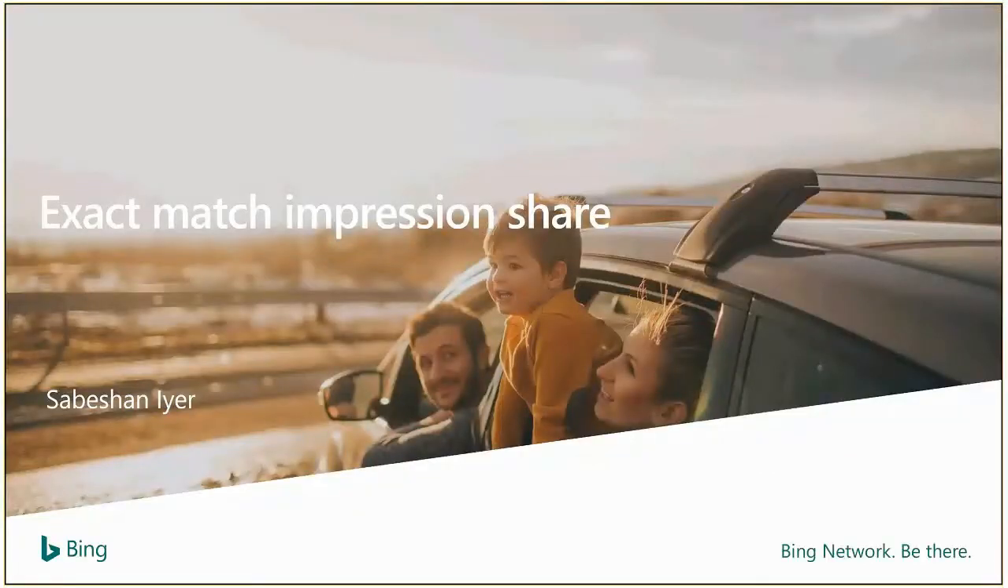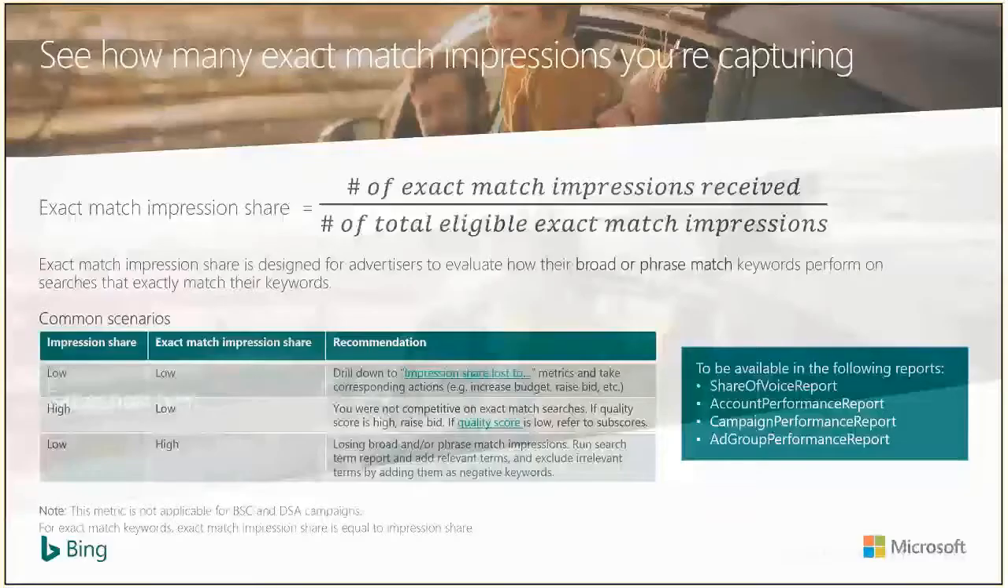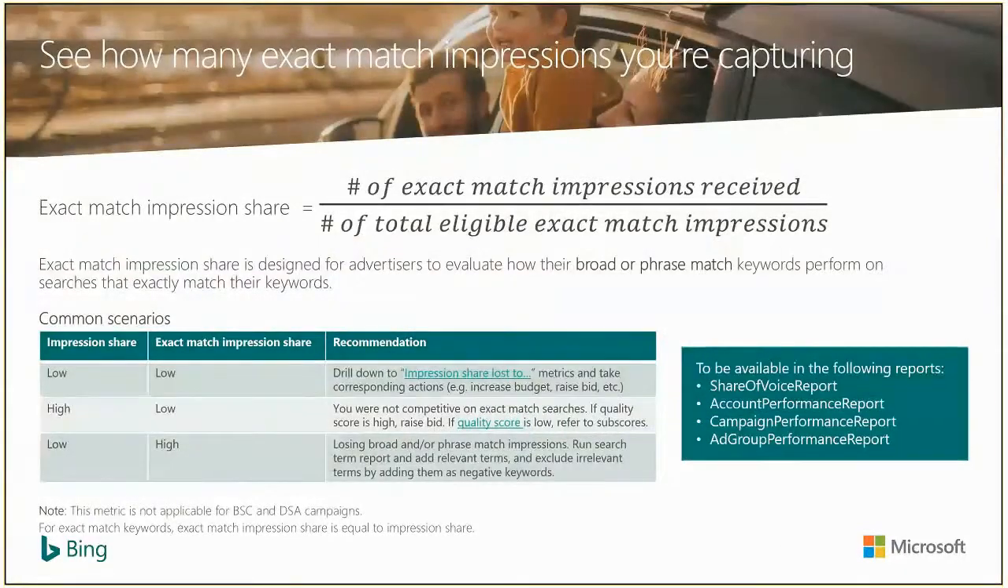So next up, I'll be going over upcoming enhancements to reports, which will help you evaluate your keyword performance. Exact match impression share will allow you to get a sense of how your broad or phrase match keywords are performing on searches that exactly match your keywords. As you can see from the formula here, the exact match impression share is calculated as the number of exact match impressions you actually received divided by the estimated number of total eligible exact match impressions.